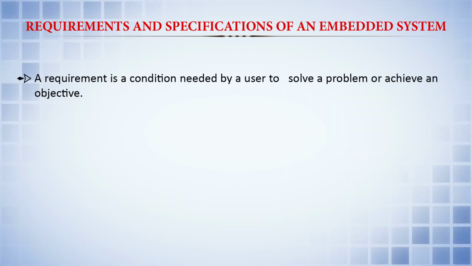So, let us see the requirements and specifications of an embedded operating system. A requirement is a condition needed by a user to solve a problem or achieve an objective. Whenever we try to design an embedded system, the requirements are very much necessary. The requirement is a kind of condition needed by a user to solve a problem or to achieve an objective.